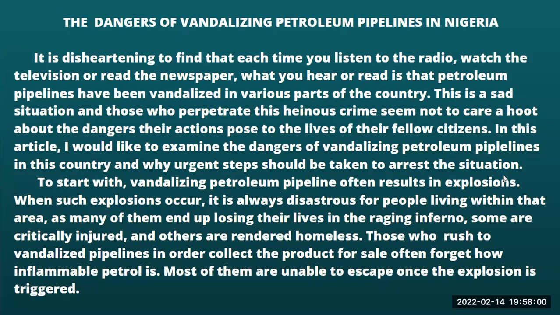So you can see that in this introductory paragraph, we have told the reader what this article is about and why it is very important. That's the job of the introduction paragraph. Then in the second paragraph, which is the first paragraph that discusses the body of the article, that discusses the key points one by one, we are going to start with the first point on our outline, and that is how this results in loss of lives. Now, here is how we write it. To start with, vandalizing petroleum pipeline often results in explosions.